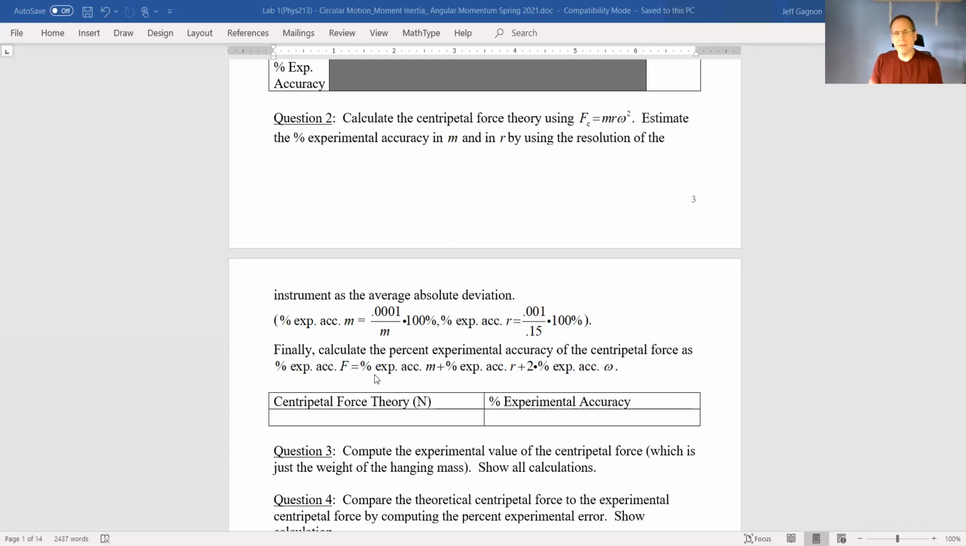And I have the final equation written here. If you want the accuracy for the centripetal force, it's the accuracy for the mass plus the accuracy for the radius, plus you have to add the accuracy for the omega twice, or you can just multiply by 2. Okay, so that'll be the percent experimental accuracy for your centripetal force theory.